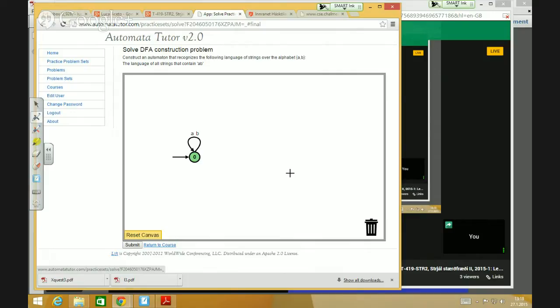Would that be a good idea? No, it wouldn't be a good idea. Why? Because at the very least, we are going to accept what? Well, in this case, any number of A's and B's, but in particular, the empty string, which does not have AB in it.